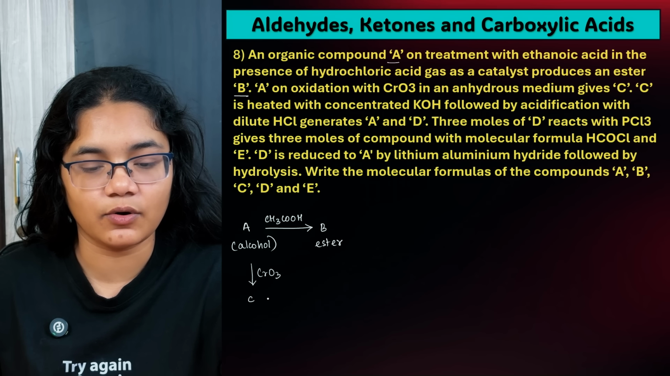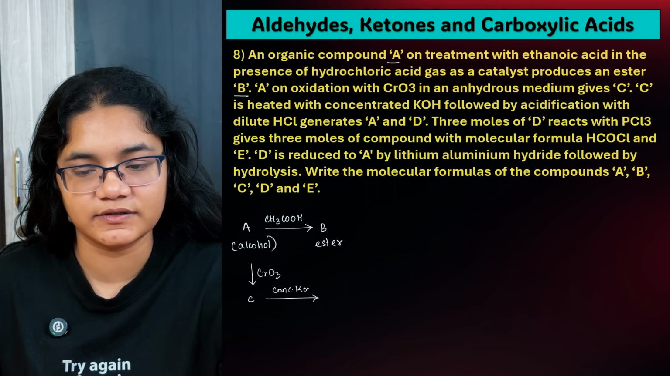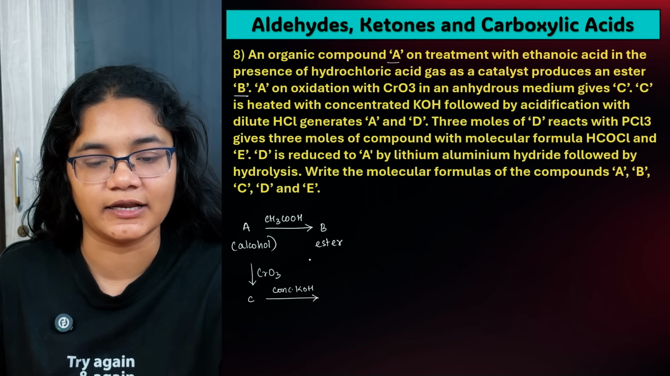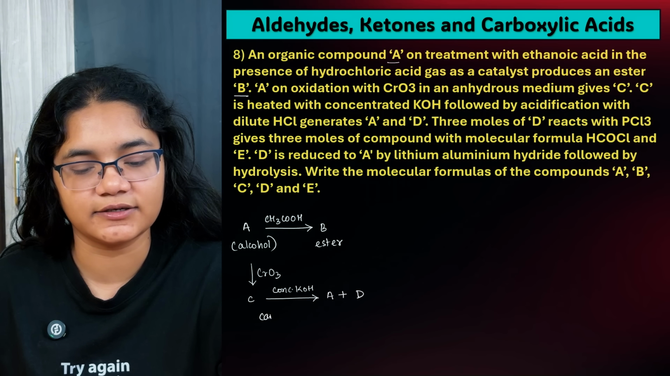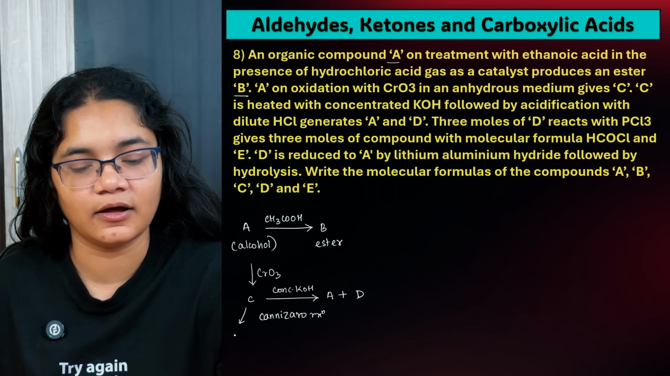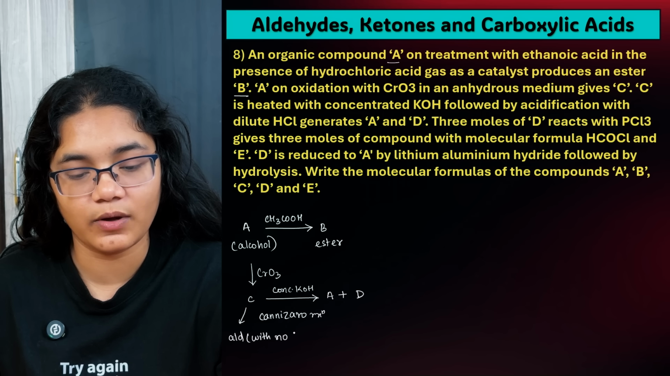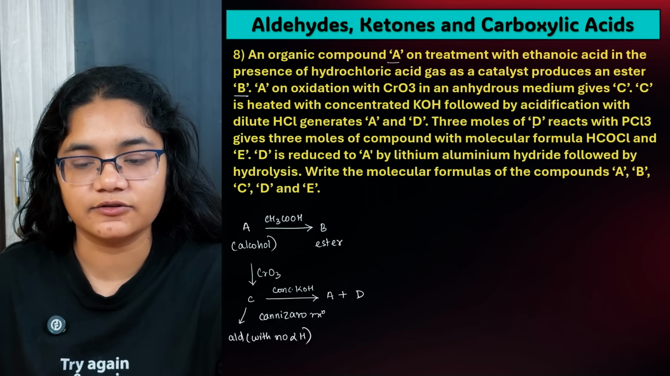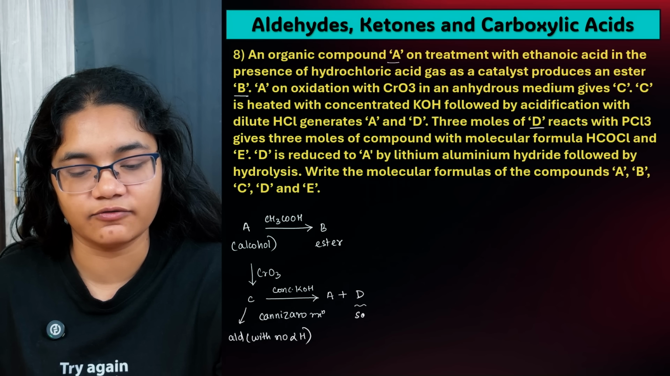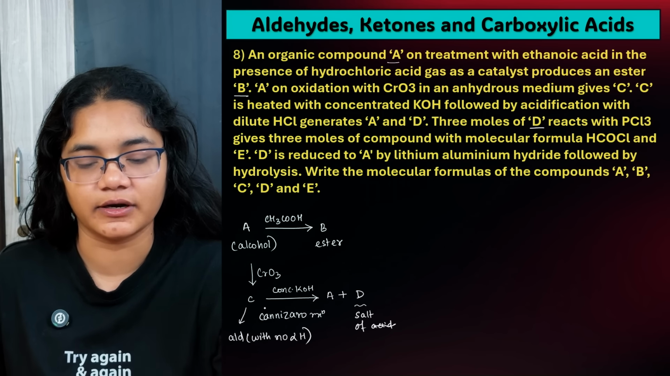Now C is heated with concentrated KOH followed by acidification with dilute HCl to give you A and D. So you can easily guess that this is which reaction? This is Cannizzaro reaction, right? So that means this has to be an aldehyde with no alpha hydrogen. Okay, so these are the clues that we are getting as we are moving forward. Next, 3 moles of D. So D is what? D is a salt of an acid. Sorry, salt of this particular compound.